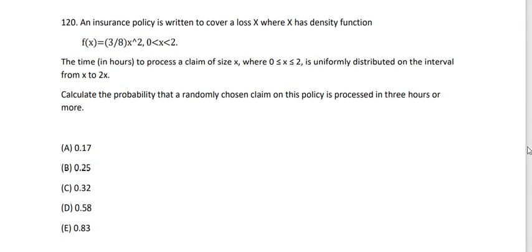So for this problem 120, let's see. We want to calculate the probability that the claim is processed in 3 hours or more. So we want to find the probability that the time is larger than or at least 3 hours.